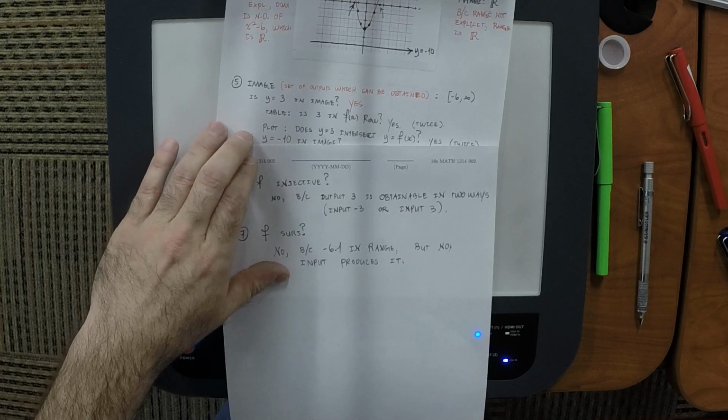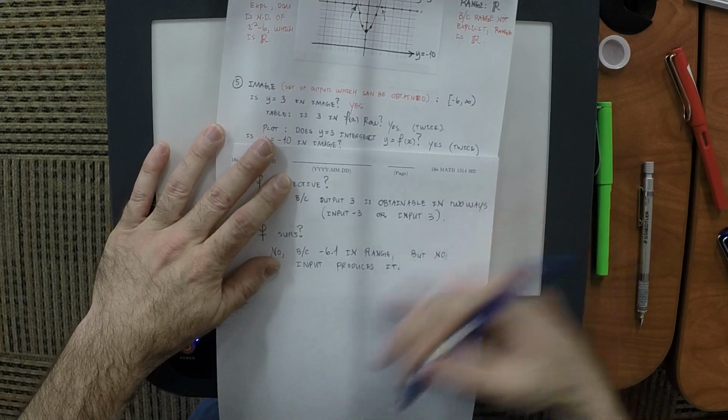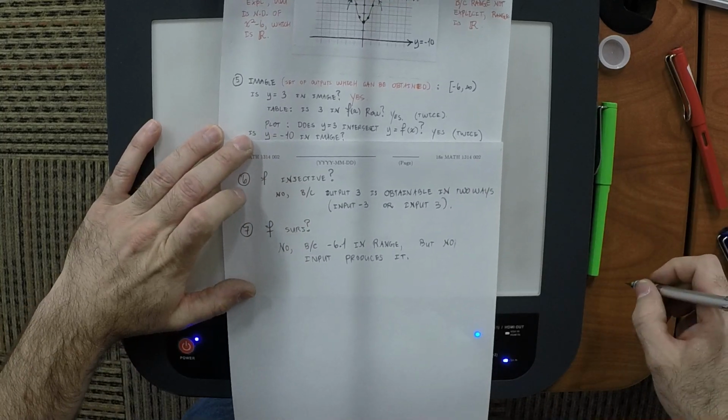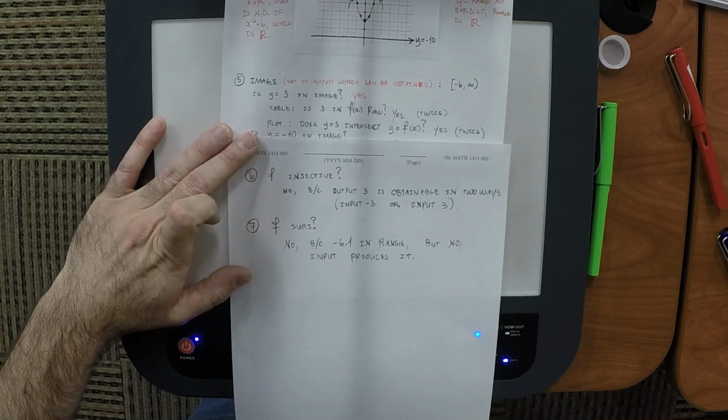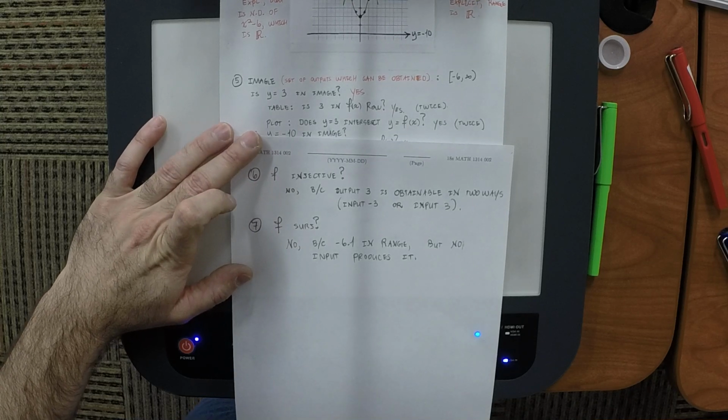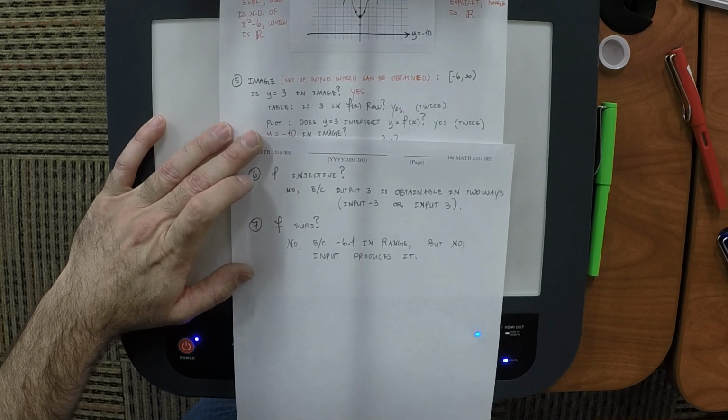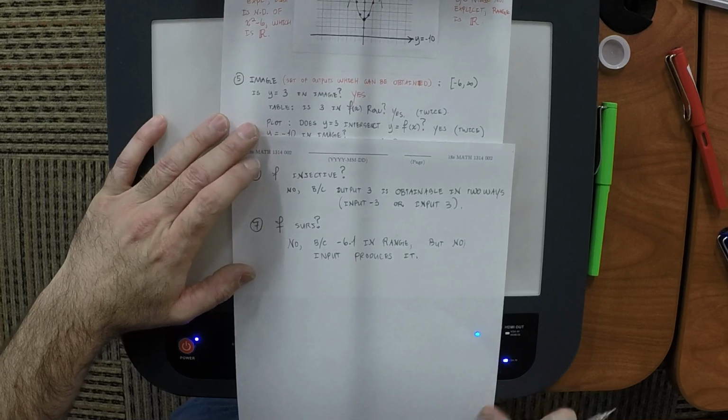But no input produces it. Okay, good. So then, is it bijective? No, right? Because to be bijective means it has to be both injective and surjective, and in fact, it's neither one of these. All right, good.